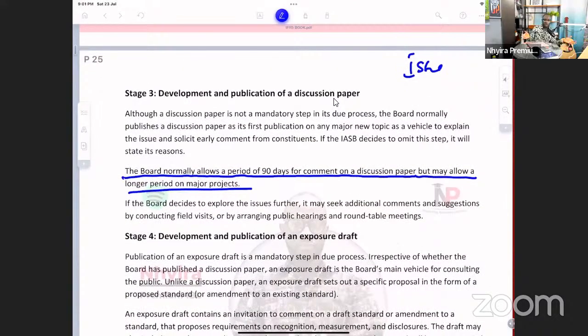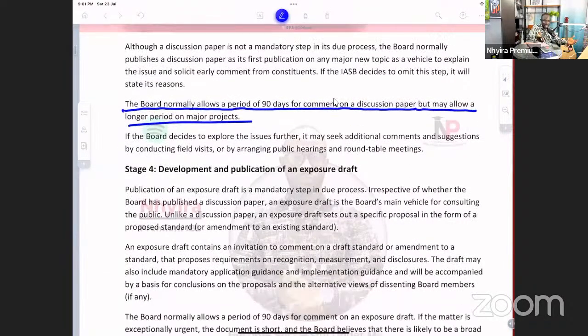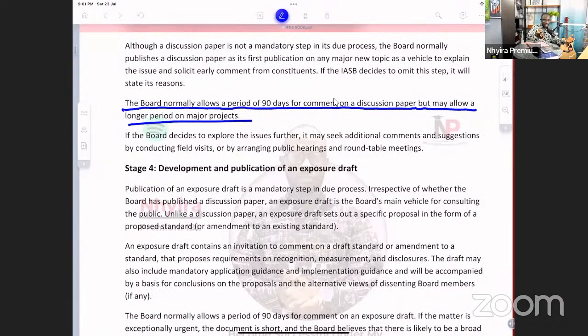Once they gather all the ideas of what the standard should look like, they put all that together to develop what we call an exposure draft. This is as per the requirements that you brought, and this is what we feel should be included in this standard.